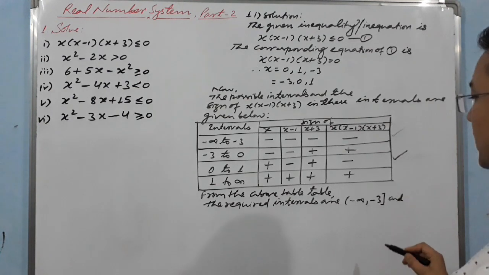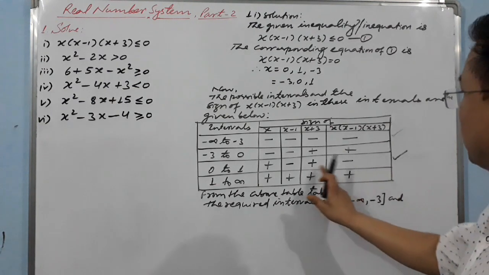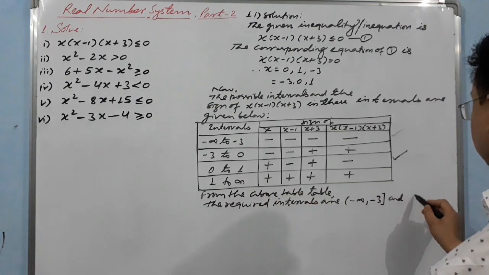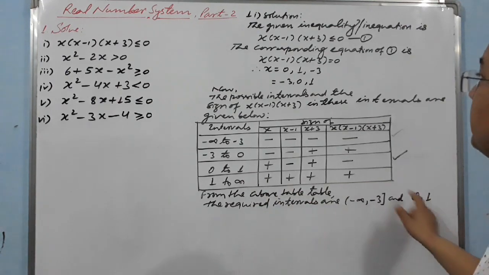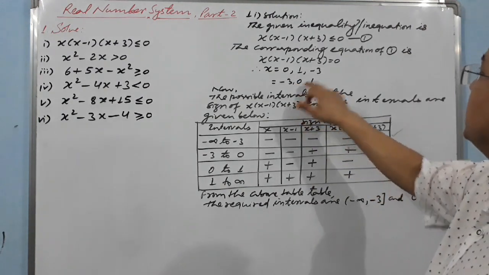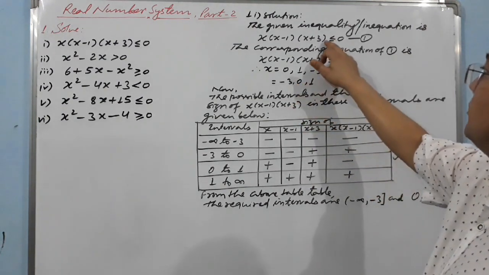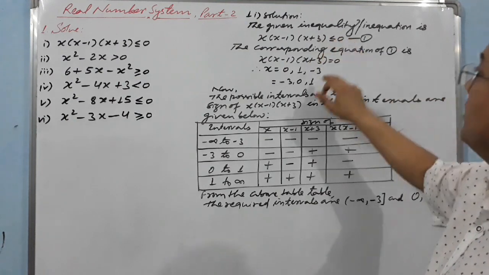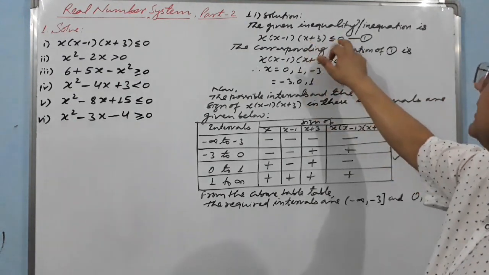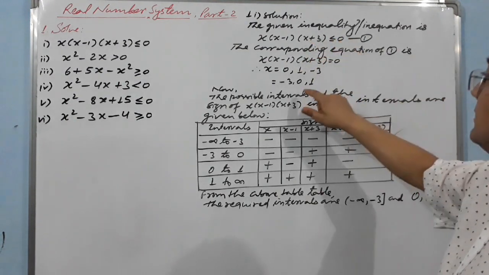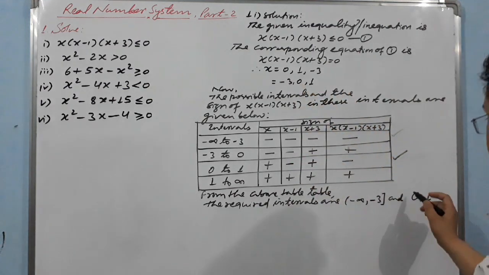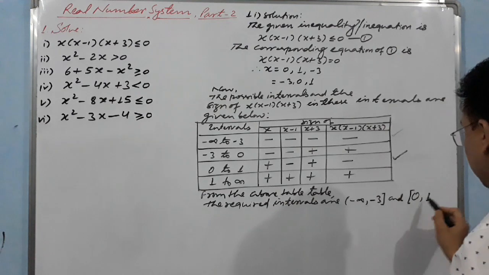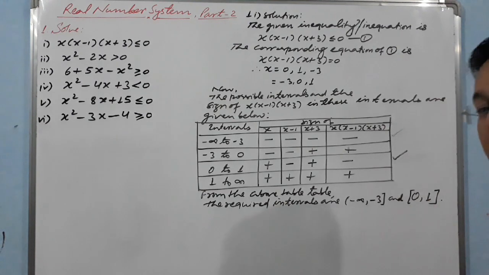And your other required interval from this one, 0 and 1. Now again you have to think, small or big. For 0 and 1 also, due to 0 you are going to get the expression equal to 0, and due to 1 you are going to get it equal to 0 as well. This means we have to include 0 and 1 also. So that's why you have to use the big bracket.